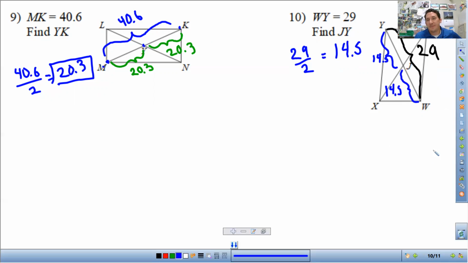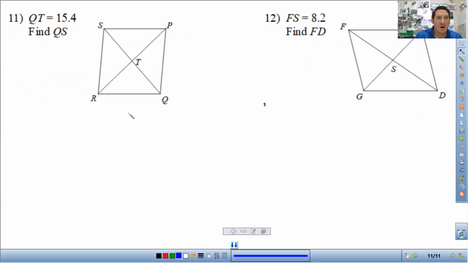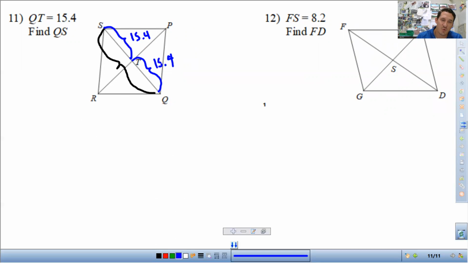Last two examples. Given QT, so Q to T, here's 15.4. We are trying to find QS. Remember, this is cut in half, so these are equal. So this is also 15.4. So 15.4 combined with another 15.4 is 30.8.